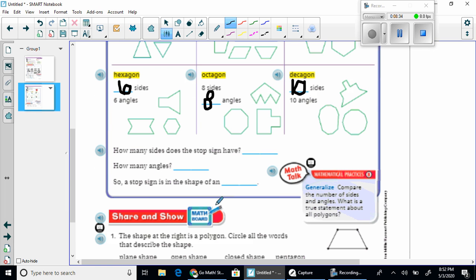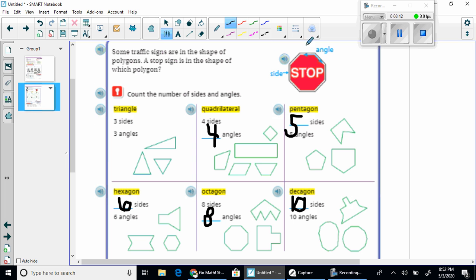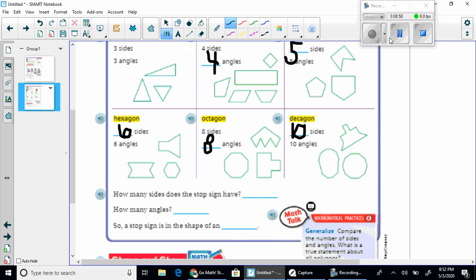All right, so down below we have 3 questions. I want you to go ahead and pause the video and see if you can answer them. It's asking you about a stop sign. So here's a stop sign up above. I want you to look at the sides and angles, and answer the 3 questions down below.